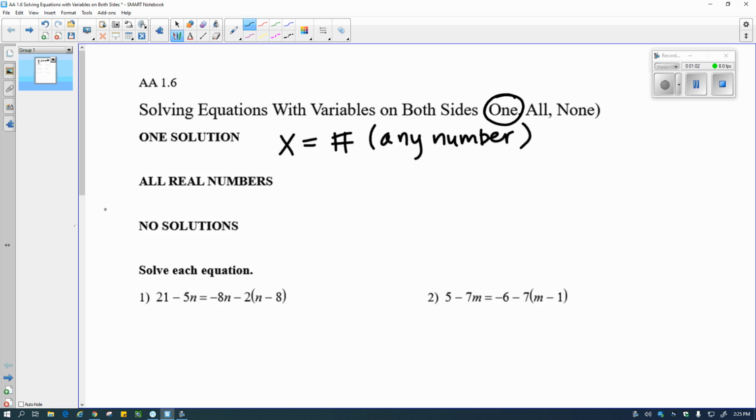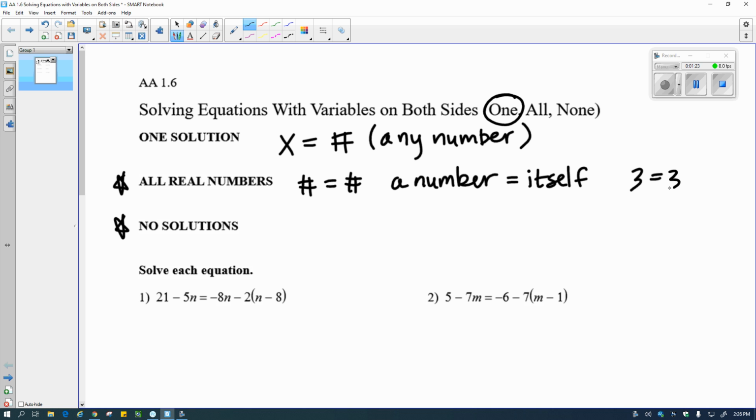But the other two interesting situations that happen are, well, what if you get a number equals itself? For example, maybe I get 3 equals 3. Well, because this is a situation that is always true, our answer would be all real numbers. It's always true, so anything works.